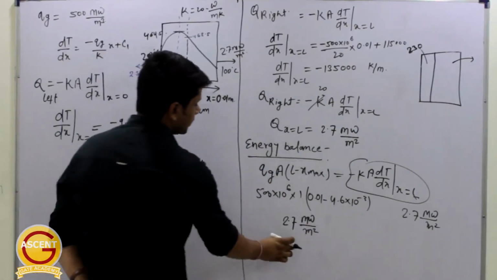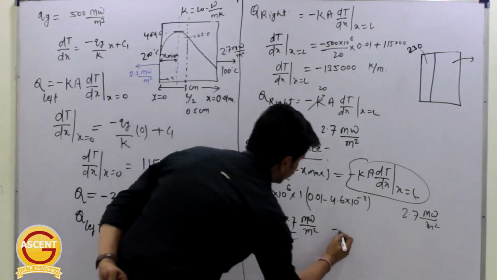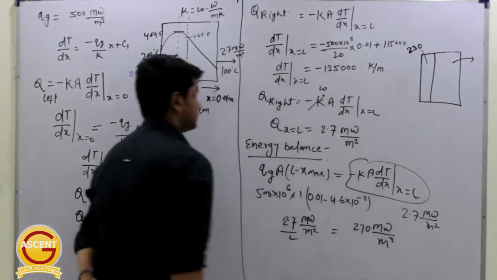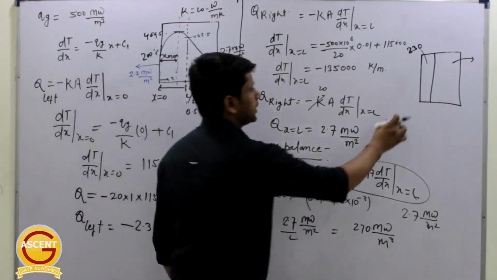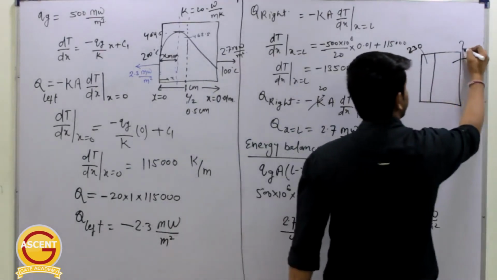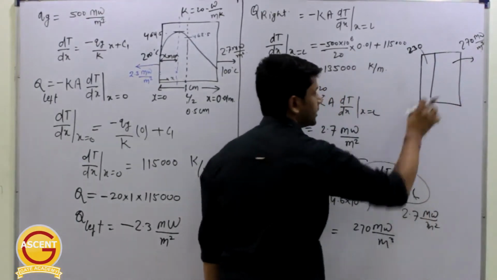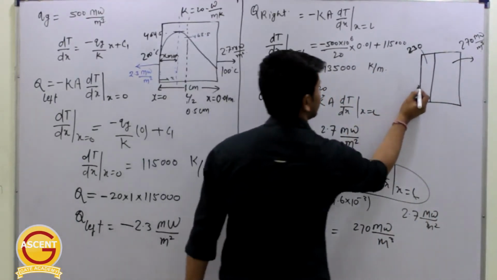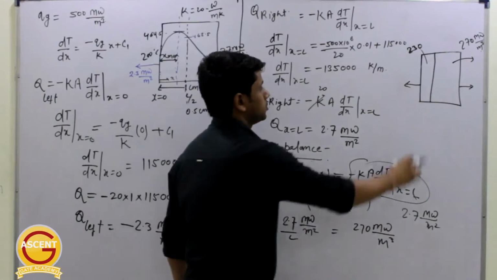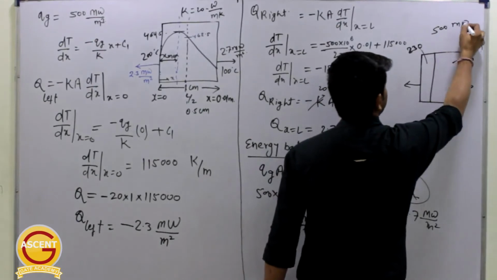And if you want to write this in terms of megawatt per meter cube, then just divide it with the length and it will become 270 megawatt per meter cube. So 230 megawatt per meter cube was getting generated from the left hand side, and 270 megawatt per meter cube was getting generated from the right hand side, and that's why this much amount of heat is leaving from the left hand side and this much amount of heat is leaving from the right hand side. So this 230 and 270 I have written because 500 is given in megawatt per meter cube.